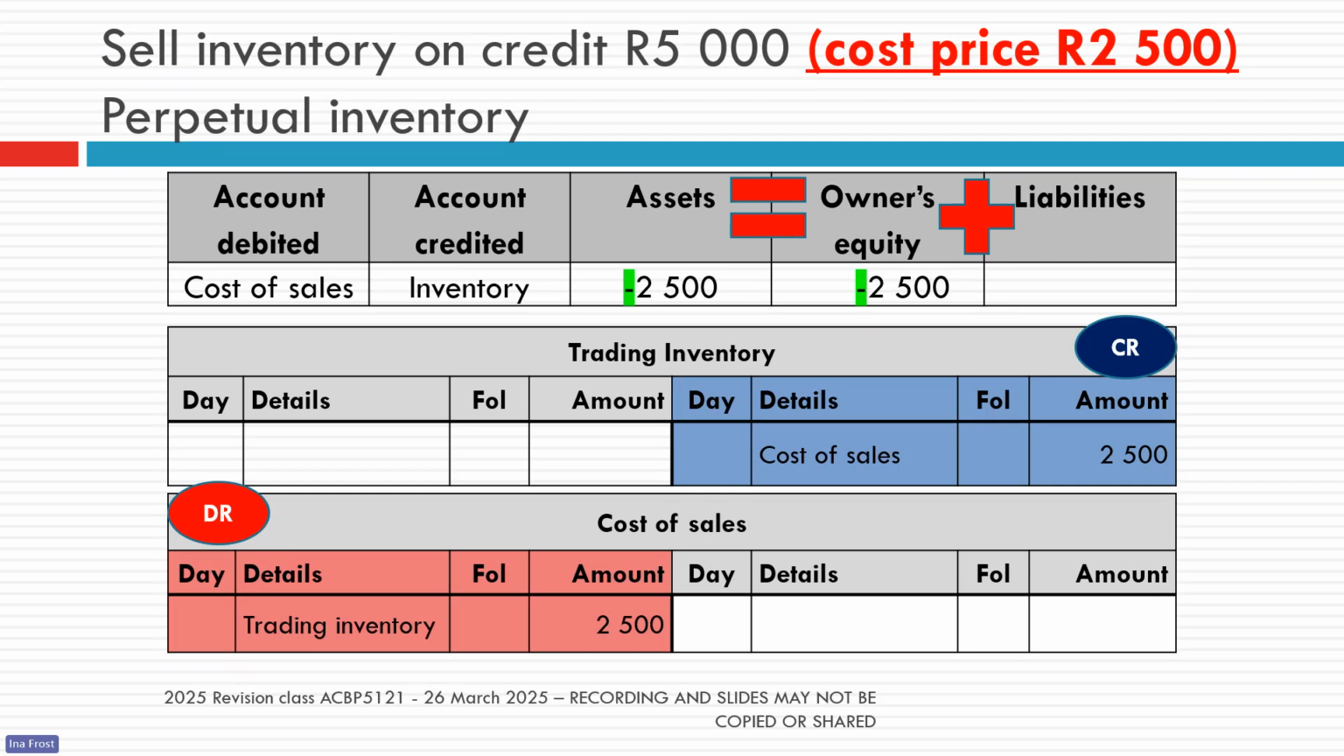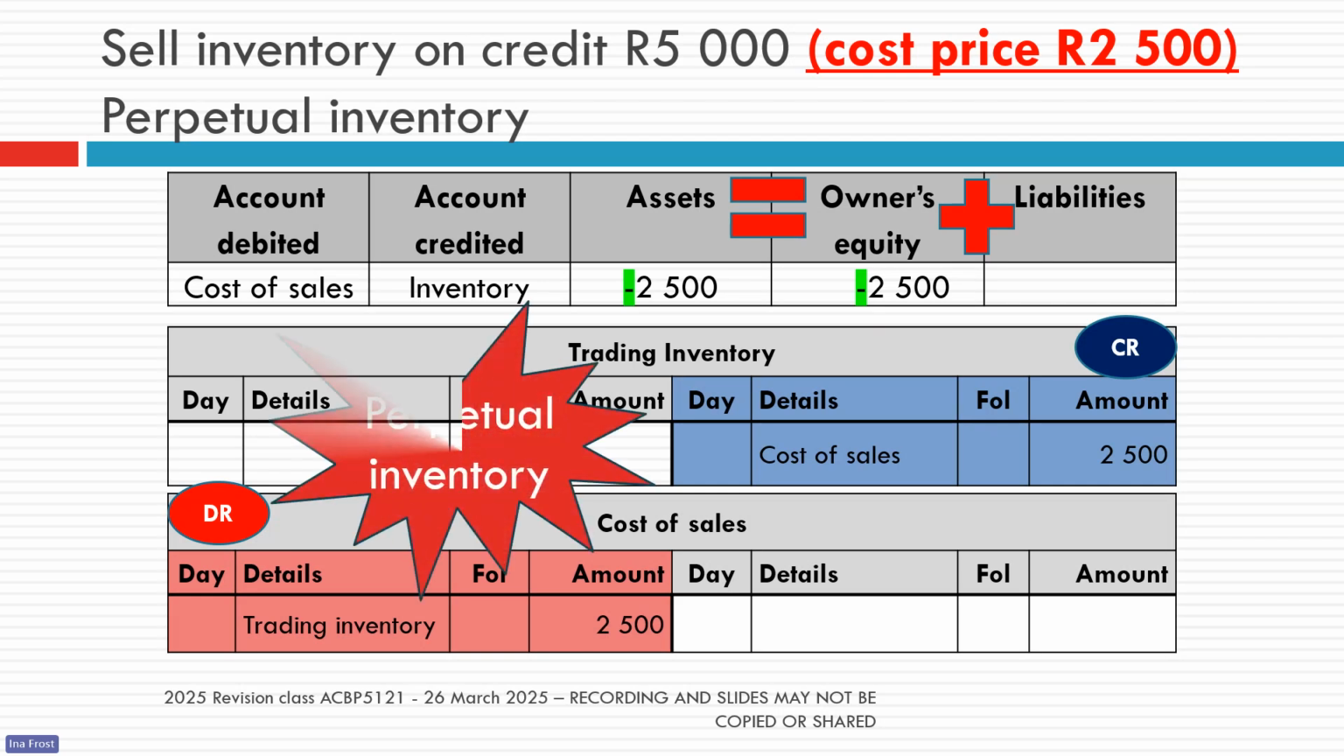So first, we record the actual sale, but because it's perpetual inventory, we also need to record the cost of that sale. Cost of sales is an expense account, so it increases on the debit side. Inventory, or trading inventory, is an asset account, so it decreases on the credit side. This is the second part of that entry for the credit sale.